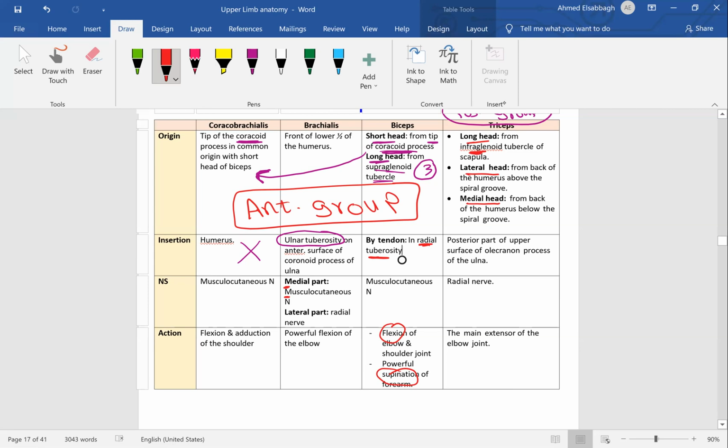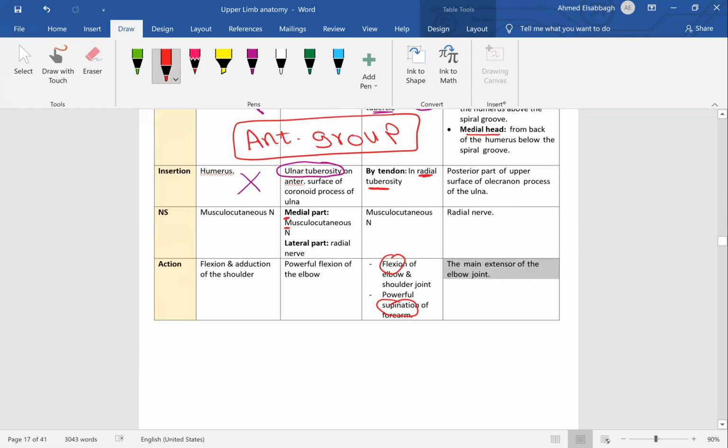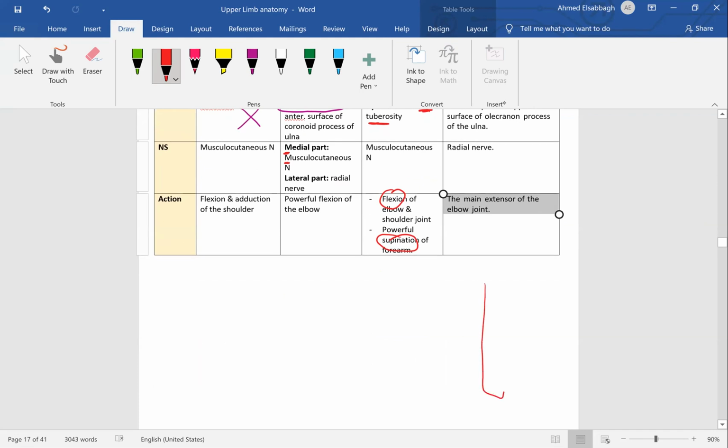Lateral head and the medial head. This is the back of the humerus, like this. The origin of the heads of triceps will be in this order: L, L, M. L, long head from the infraglenoid tubercle. L, lateral head from the upper part of the posterior surface of the humerus. M, medial head from the lower part of the posterior surface of the humerus.